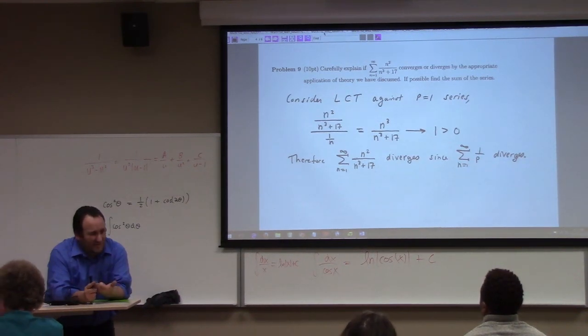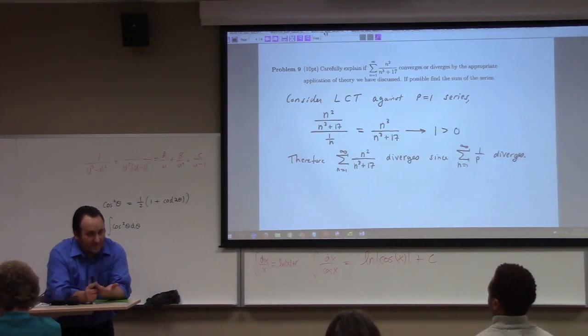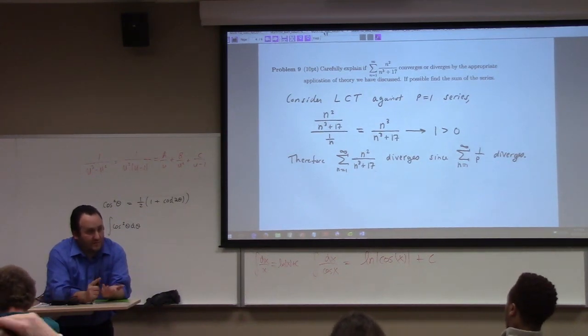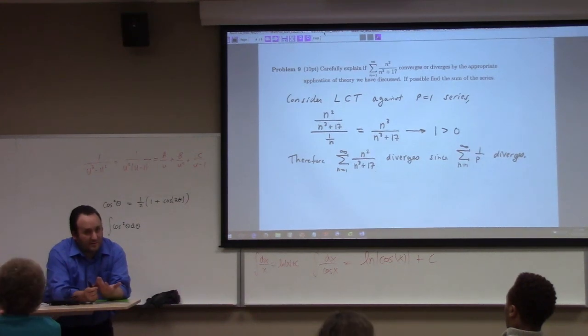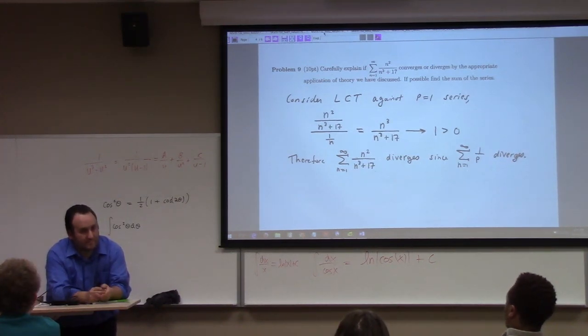So what's next on the list? We have the alternating series estimation. We had the alternating series test. We had the integral test. We had the p-series. We had direct comparison. We had limit comparison. And then we had bigger guns, right? Like ratio test and root test. Sometimes absolute convergence is useful, right? Any questions about any of that?